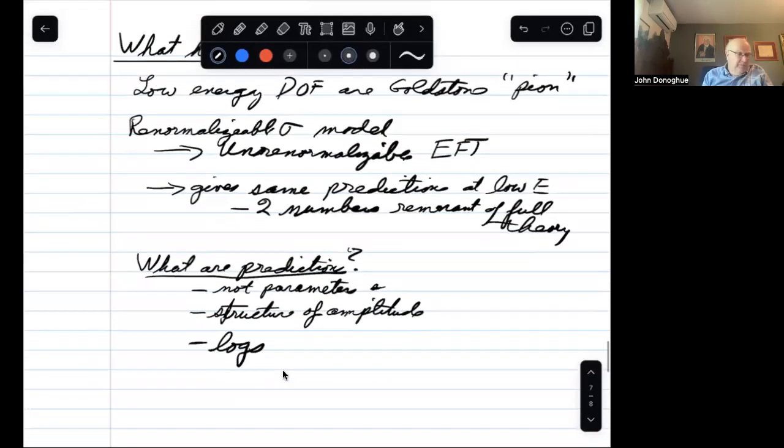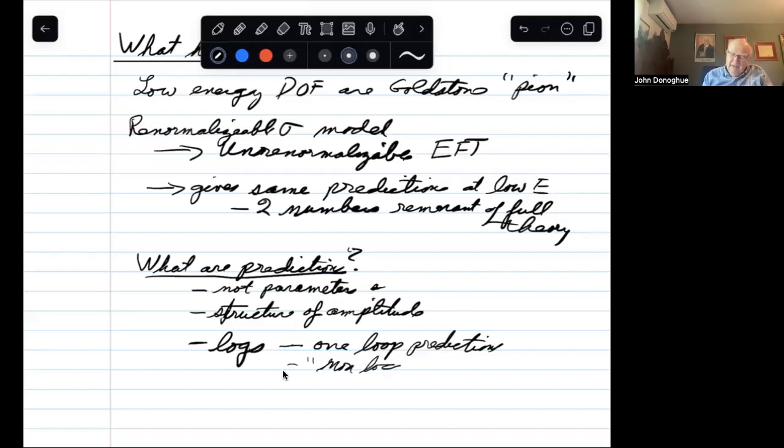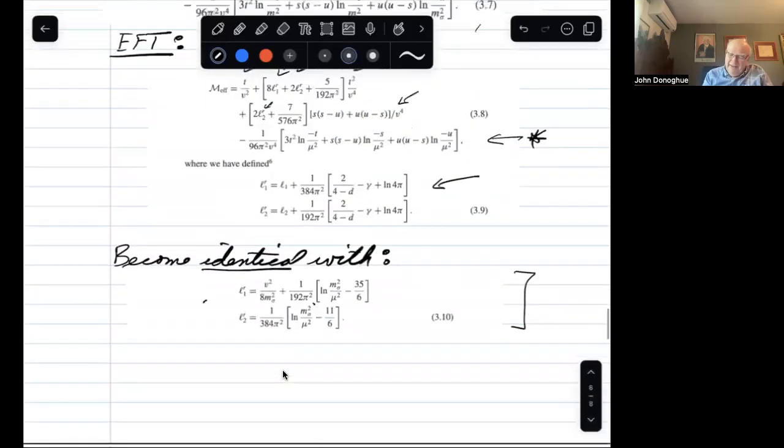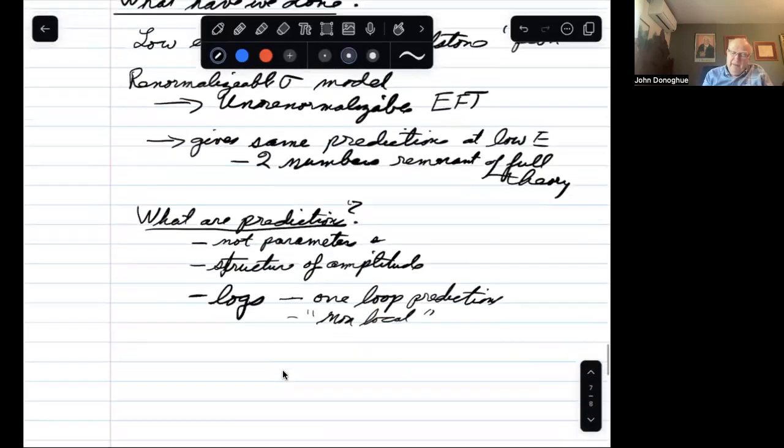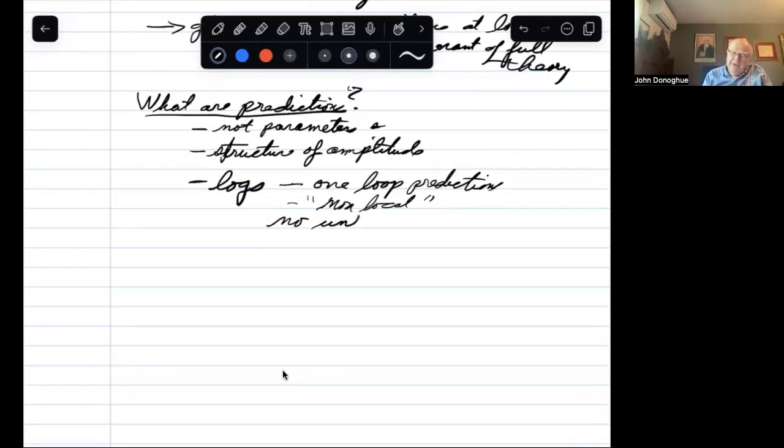So the logs are the one loop predictions. These are the things that I've highlighted before are non-local. And so we know ahead of time that they can't be the same as these coefficients. So we know without any work that there are no unknown coefficients for those logs, because they can't be local. They're not from the local piece.